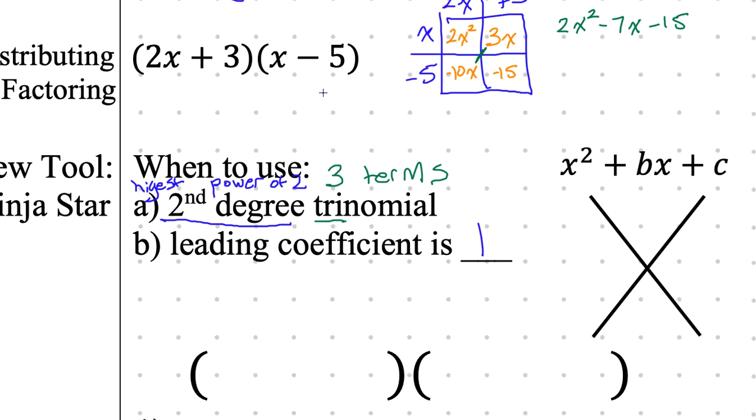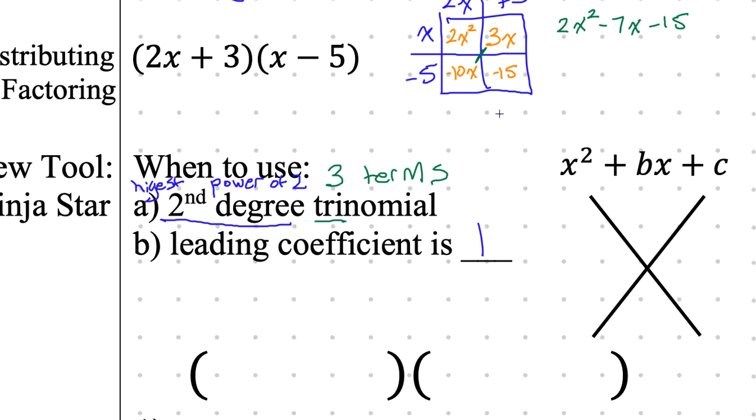All right, so generally speaking, you'll have a second degree trinomial that looks like this. So there's a hidden 1 here, because the leading coefficient is 1. So 1x squared plus bx plus c. In words, what we're trying to do is find two numbers that add to b and multiply to c. We use the ninja star as a tool to help us remember that. Does anyone remember where b and c go in our ninja star?